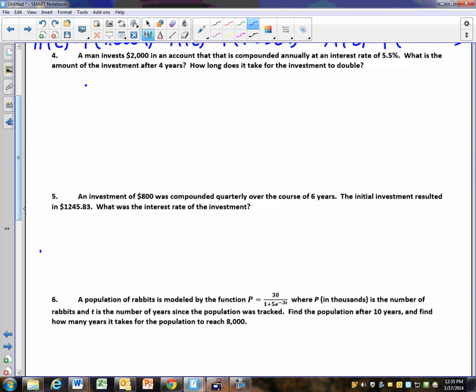We've got 3 left. These go a little bit quicker than that one. A man invests $2,000 in an account that is compounded annually. Annually is how often during the year? Once a year. At an interest rate of 5.5%. What is the amount of the investment after 4 years, and how long does it take it to double? So I'm going to set up my equation. A of t equals principal times 1 plus r over n, to the nt.